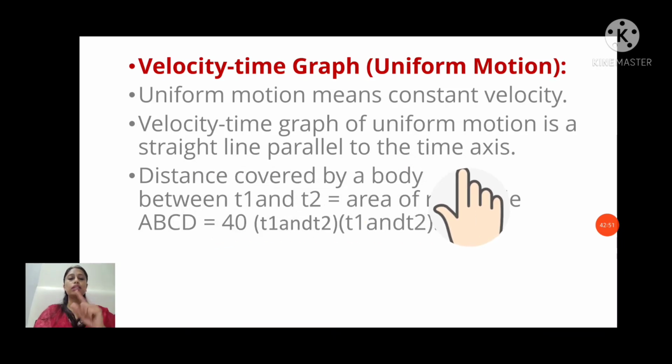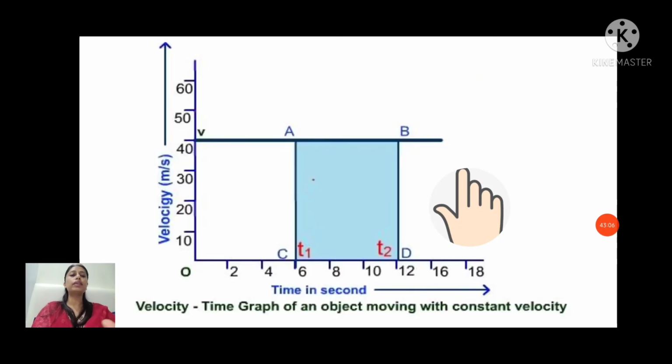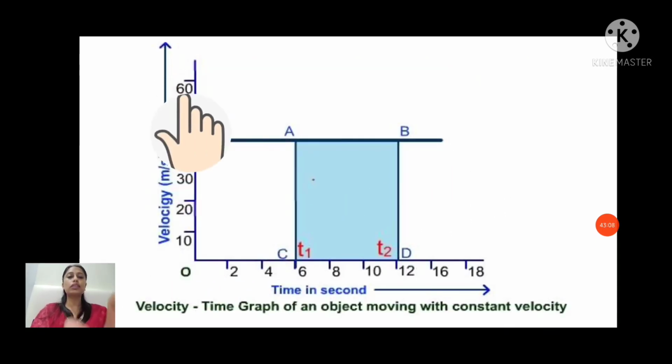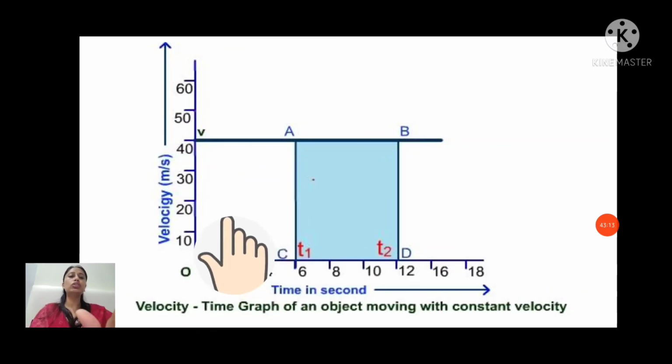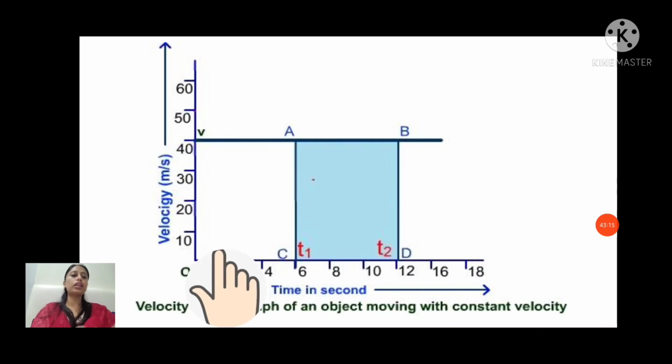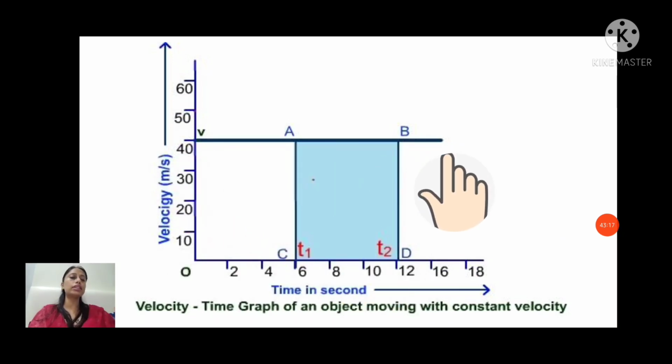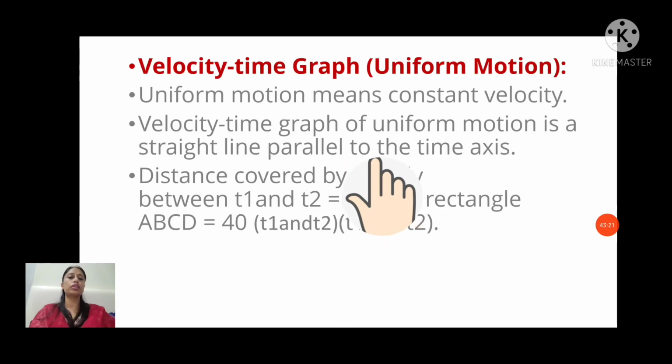As we have seen in the distance-time graph, a straight line comes for uniform motion. For the velocity-time graph of uniform motion, there will also be a straight line, but it will be parallel to the time axis. As we can see, this is the velocity, this is the time axis, and this line will be parallel to the time axis. This straight line shows that it is in uniform motion.